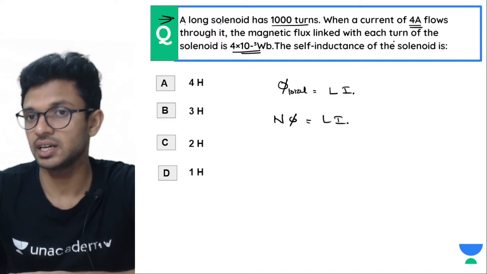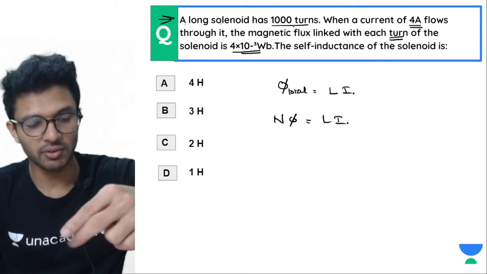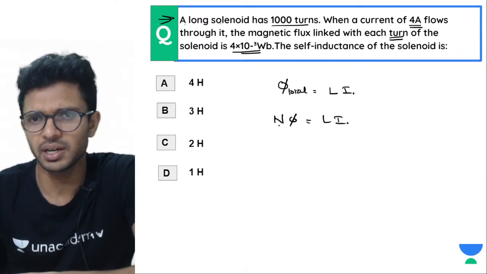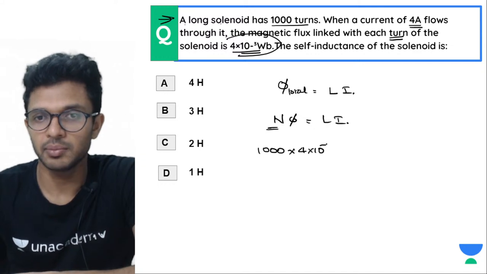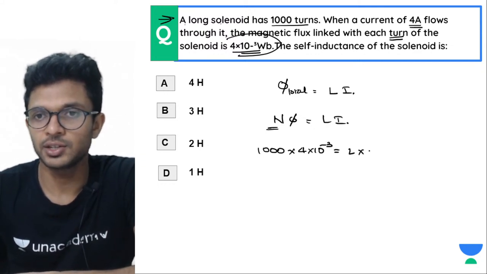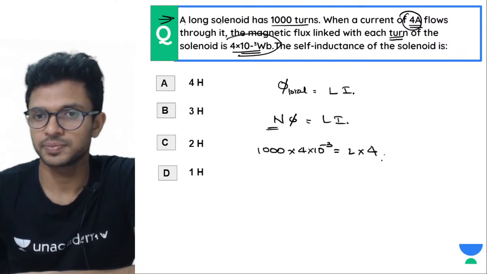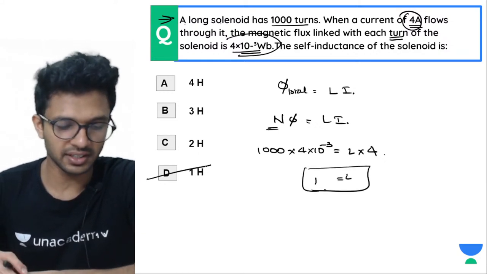Phi is a flux associated with a single turn, right? As there is N number of turns, total flux will be equal to N times phi. That is equal to LI. Now substitute, that's all that's left. N value is 1000, phi flux value is 4 into 10 power minus 3, L into what is I here, the current, that is 4. Done. So 1000, 10 power minus 3 cancel, 4, 4 cancel, L value is 1 Henry, option D is the answer.